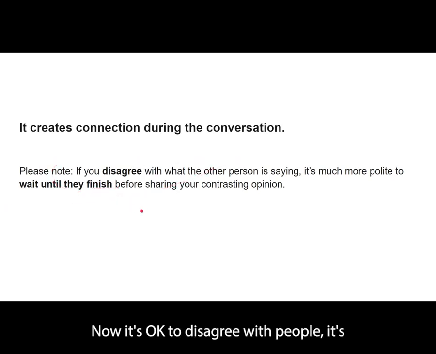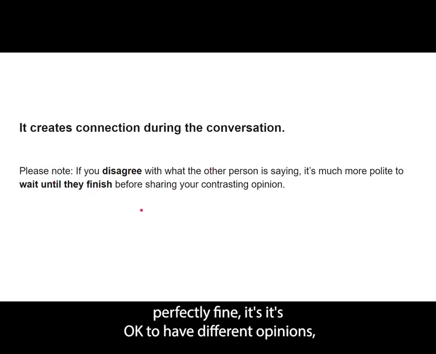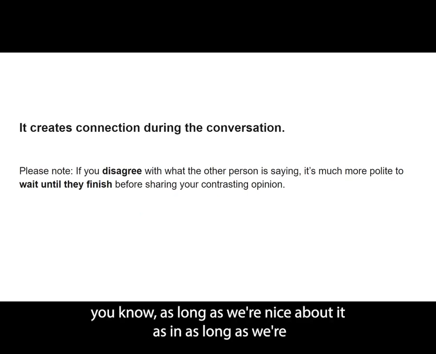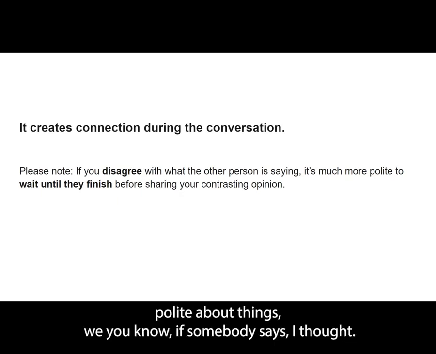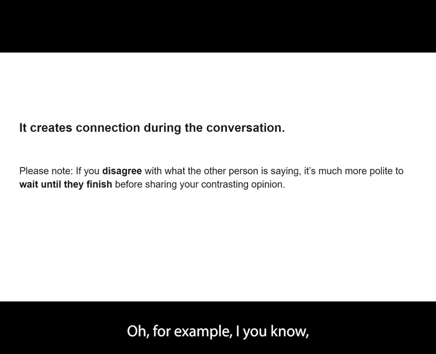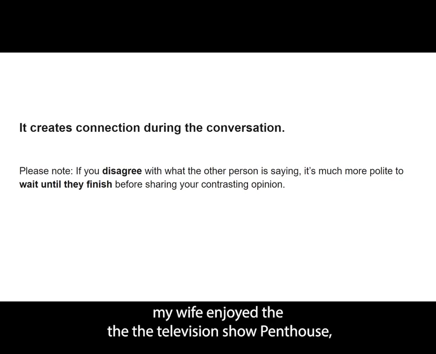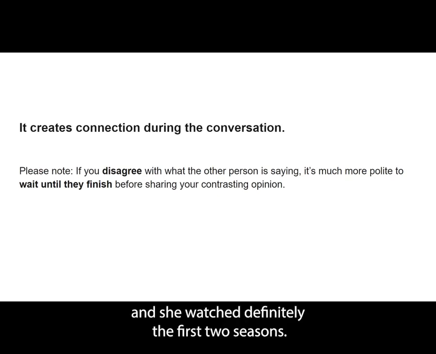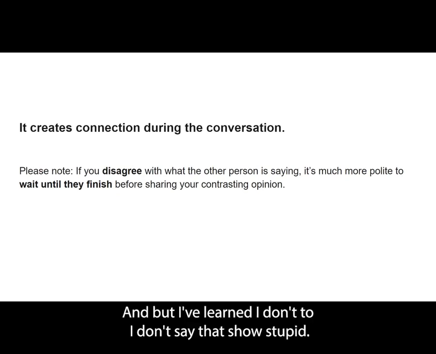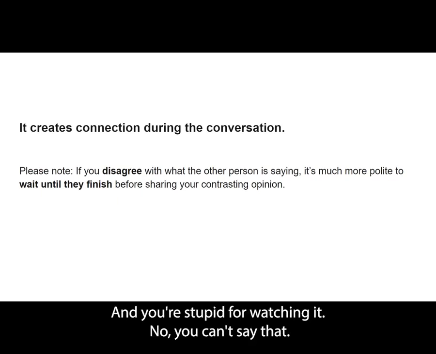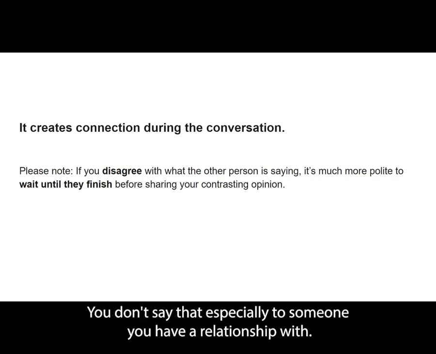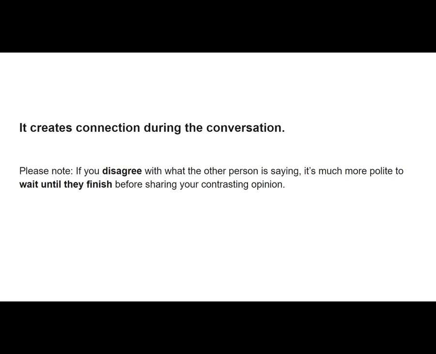Now, it's okay to disagree with people. It's perfectly fine. It's okay to have different opinions, as long as we're nice about it, as long as we're polite about things. For example, my wife enjoyed the television show Penthouse, and she watched definitely the first two seasons. She really liked the first season a lot, and I did not. But I've learned, I don't say, that show's stupid and you're stupid for watching it. No, you can't say that. You don't say that, especially to someone you have a relationship with. You have to be nice about that.